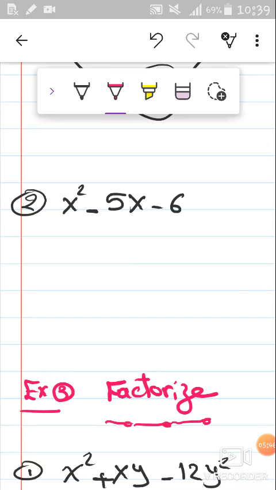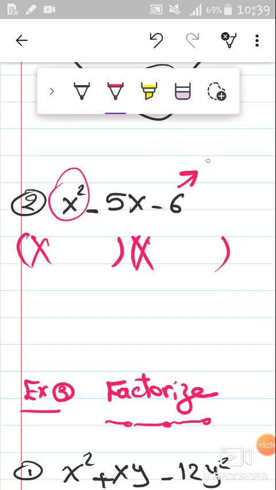The power of x is arranged descendingly and there is no common factor. By opening two brackets like that, x squared is coming from x times x. Factors of 6 are 1 times 6 and 2 times 3. How can I determine which one is suitable? 1 times 6 or 2 times 3.